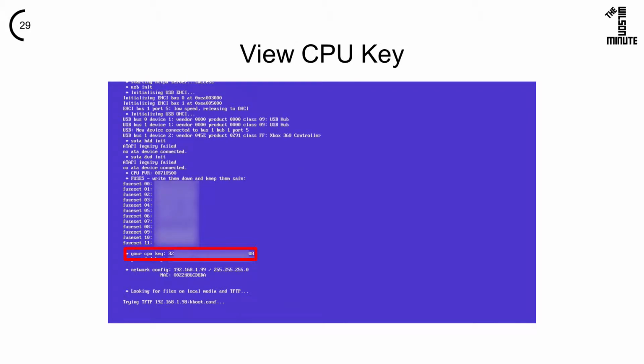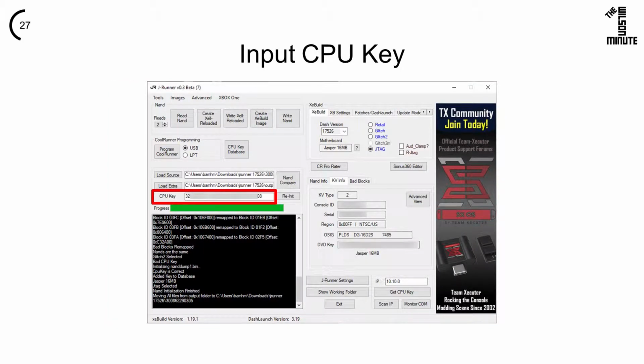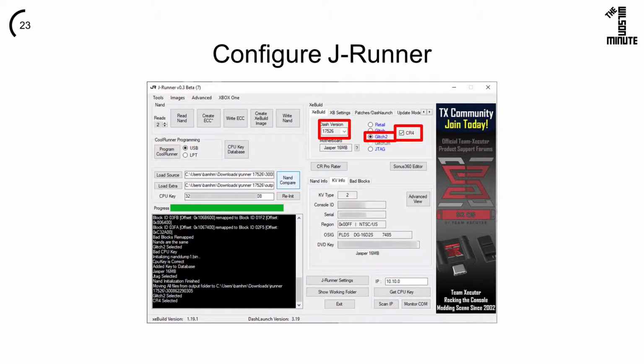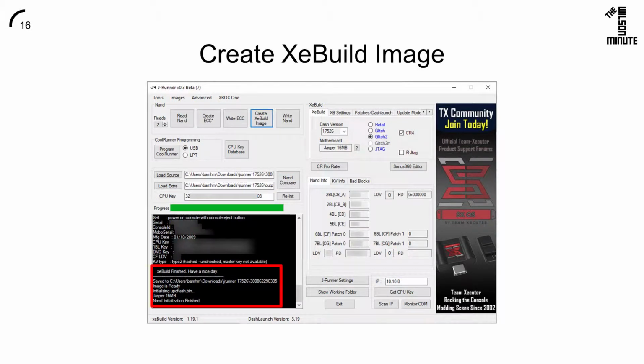You will see the CPU key at the bottom. Type the CPU key into JRunner and confirm it is correct, not bad. Set the dash version to 17526 and type to Glitch 2. Optionally, check the CR4 box, which may decrease boot times. Click Create XeBuild Image and confirm it did so.